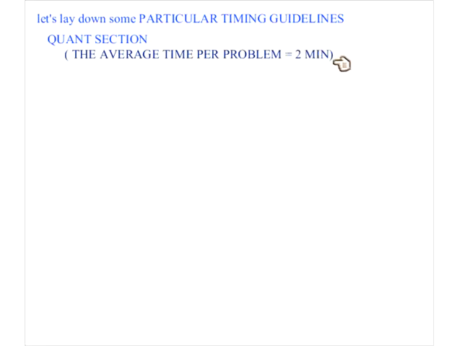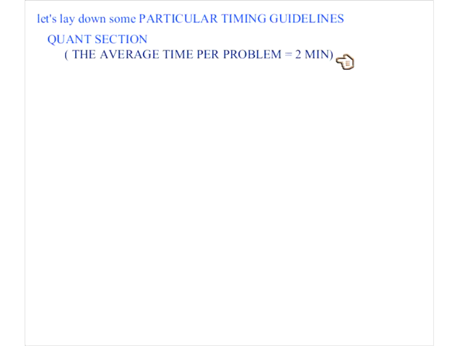Okay, what an average means is, of course, that some of the problems are going to take you longer than this, and some of them are going to take you shorter than this. So one thing that should be a pretty immediate consequence here is that you can't use this number as a limit. And you definitely can't use any number smaller than this as a limit.